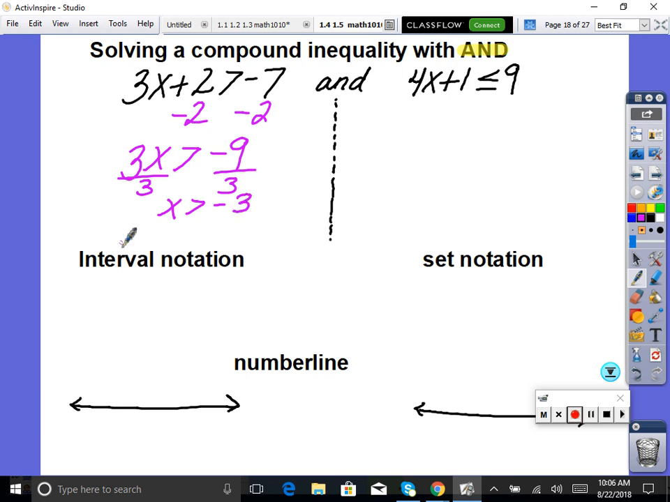So our answer set looks like this. I'm just going to draw it out. Any x value is greater than negative 3. So is negative 2 larger? Think about it. Negative 1, 0, 1, 2, and we could go on forever, but I don't want to keep going. It's not including negative 3.